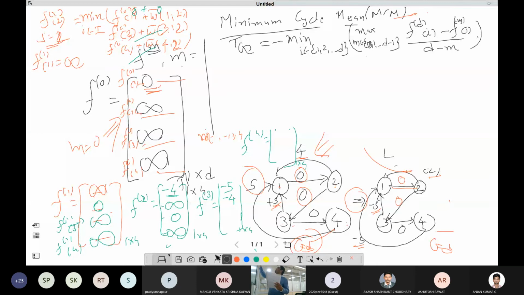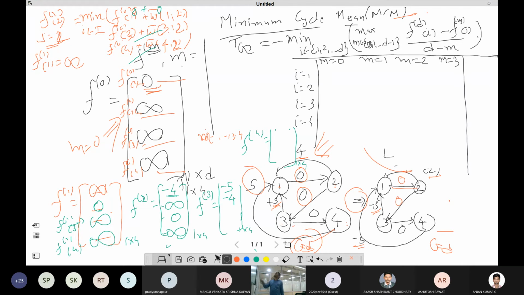Now afterwards you need to construct one table. For that you need to consider i, which goes from 1 to D. So i is equal to 1, 2, 3, 4. And m goes from 0 to D minus 1, so m is equal to 0, 1, 2, and 3. So when I point to this particular point, at that time i is equal to 1, m is equal to 0. So put that value.